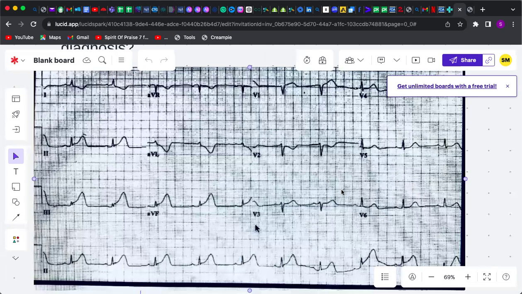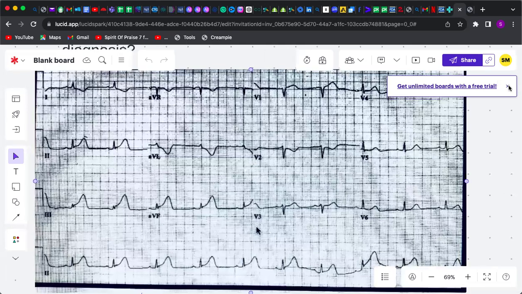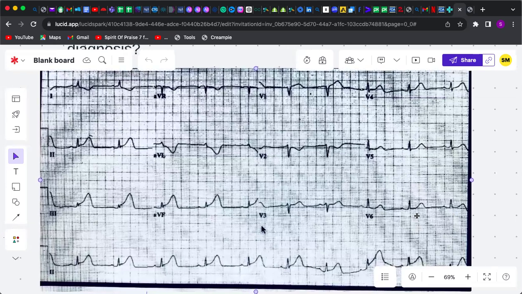Let me zoom in a bit. Then you have to close a few things. Okay, so this is much better. Right. So this is the ECG that we have, and just looking right up, you can pick up a few things so quickly.